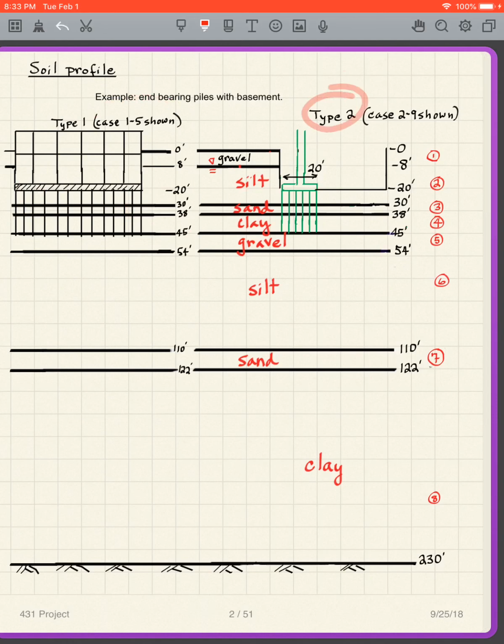With my type 2 foundation, I'm showing again I've got a 20-foot basement, and then the piles, of course, go down to 45 feet, but now I have individual columns supported on piles, and I have this pile cap here. It's the pile cap footing, however you want to look at it. So rather than have a large mat here, I'm going to have individual ones, can't show them all, but they're all going to be like that. So under each column, we're going to have a pile cap with piles.